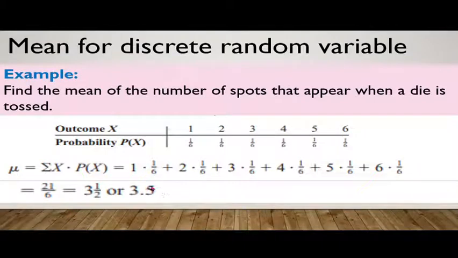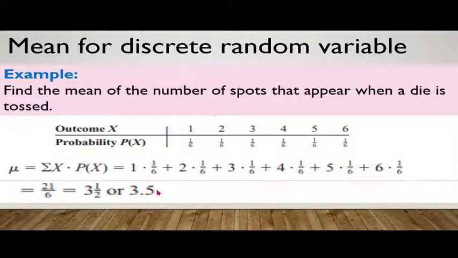All right, so if we calculate this, you will have 21 over 6, and simplify this improper fraction to a mixed number. So this will become 3 and 1 half, or simplify more to decimal form. So this will give you 3.5.